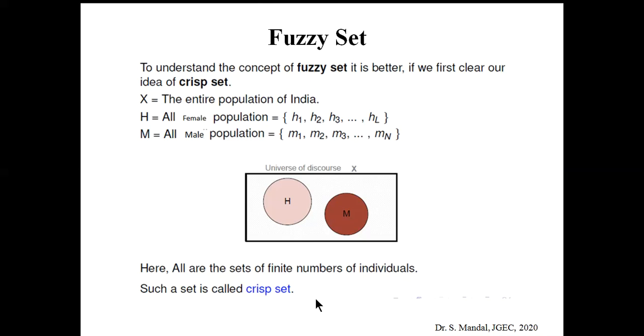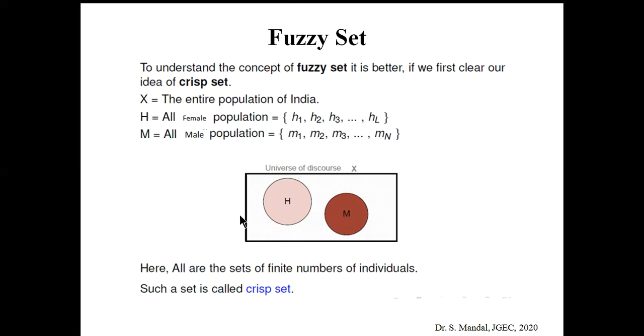Now, fuzzy set. To understand the fuzzy set, we need to first revise the concept of a crisp set. So consider the entire population of India, which is denoted by X, and H is given by all the female population, and all the females are denoted by a set where H1, H2, H3 are elements of this female population, and M denotes all the male population where M1, M2, M3, Mn are the elements of the corresponding male population. Okay, so if we draw it using a Venn diagram, this one denotes the universe of discourse given by X.